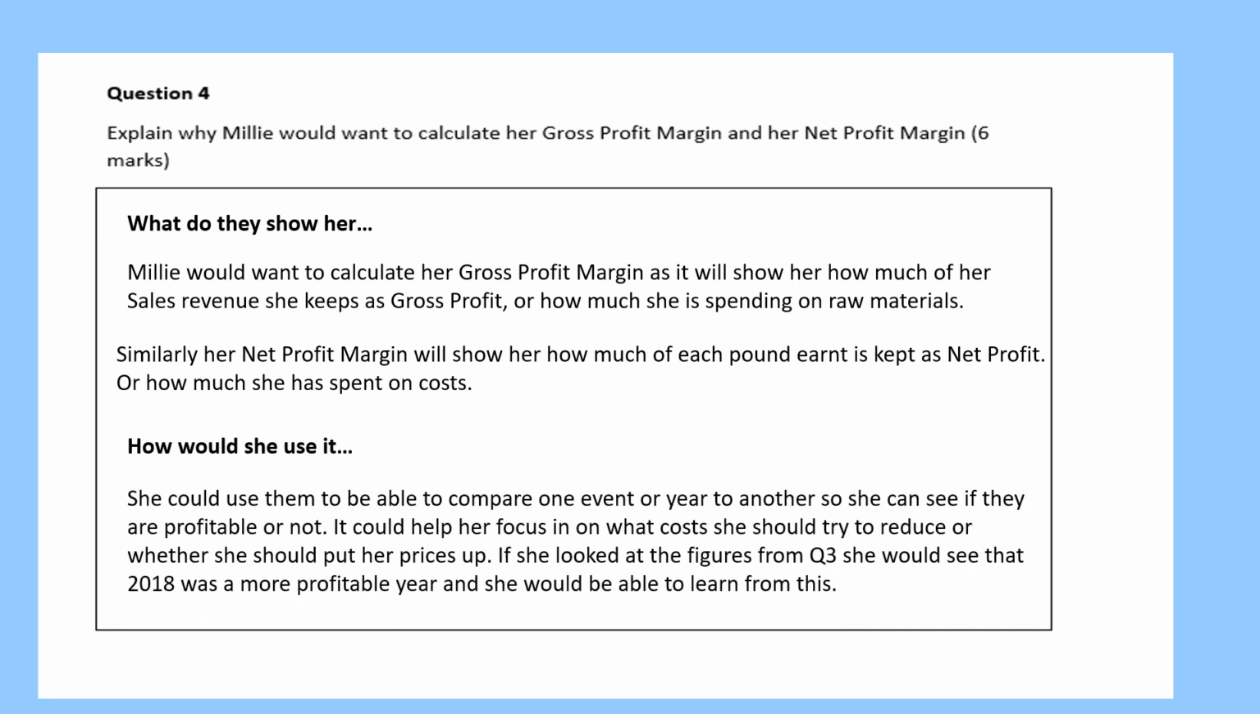So she would be able to compare one event to another or one year to another, like we calculated before. She should be able to see if they're profitable or not. Calculating these would help her focus on what costs she should try and reduce or whether she should put her prices up. And if she looked at the figures from question 3, she'd see that 2018 was a more profitable year and she would be able to learn from this. So two stages: what do they show her, and how she would use it.